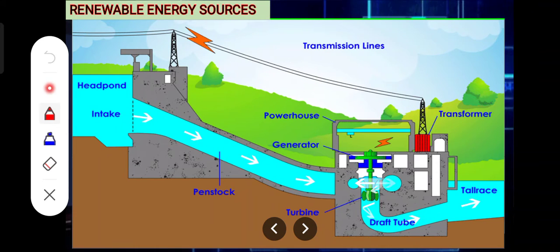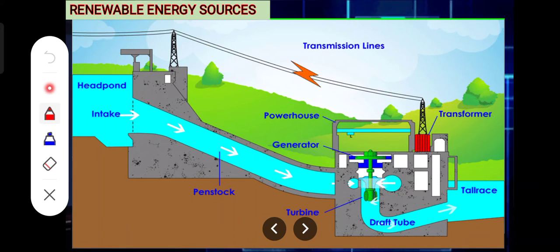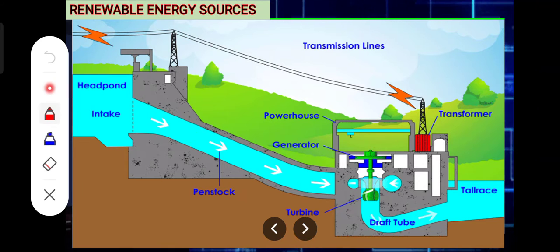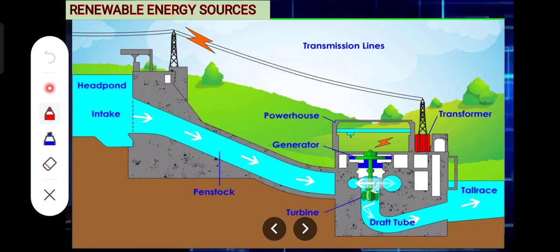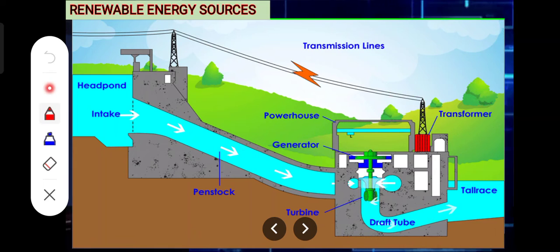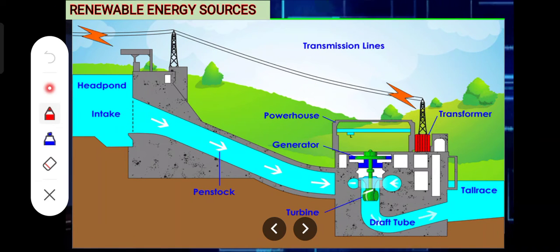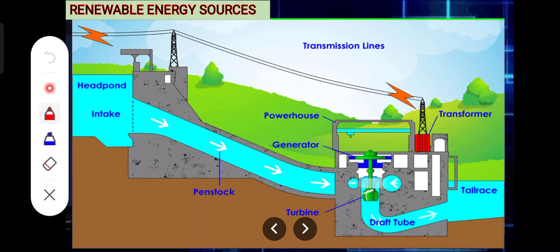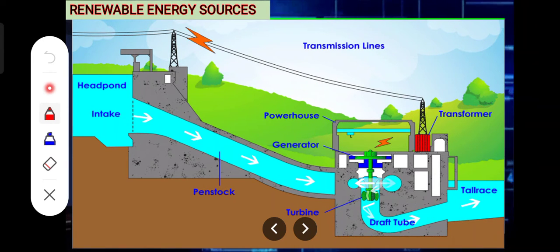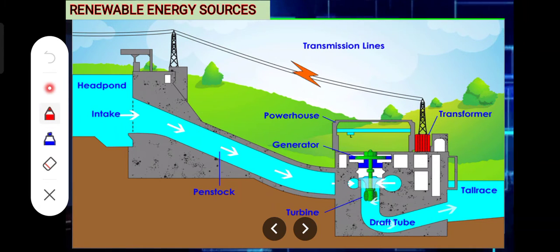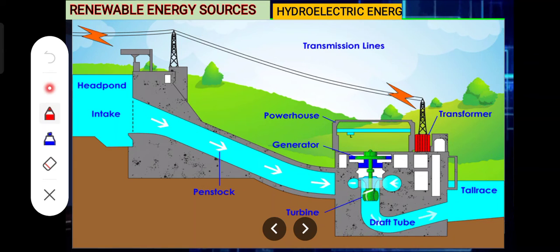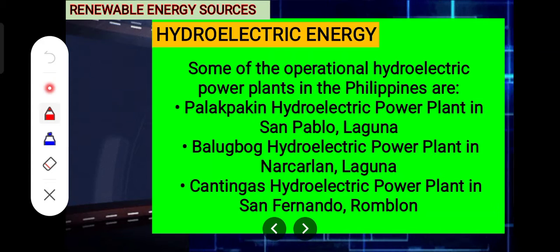So this one is a sample of the renewable hydroelectric energy process. A turbine converts the kinetic energy of falling water into mechanical energy. Then a generator converts the mechanical energy from the turbine into electrical energy. The generator power is stepped up to a higher voltage at the substation and then exported for transmission. So that one is the hydroelectric energy.